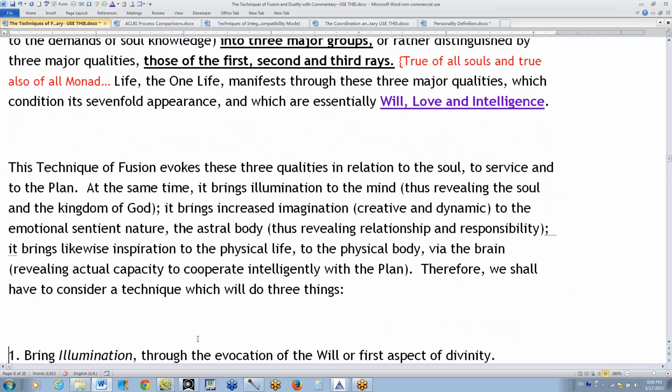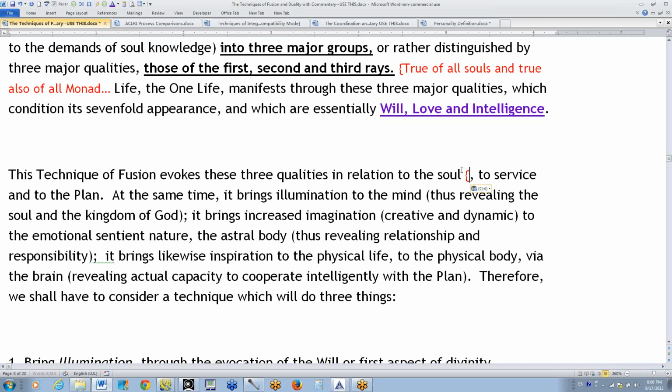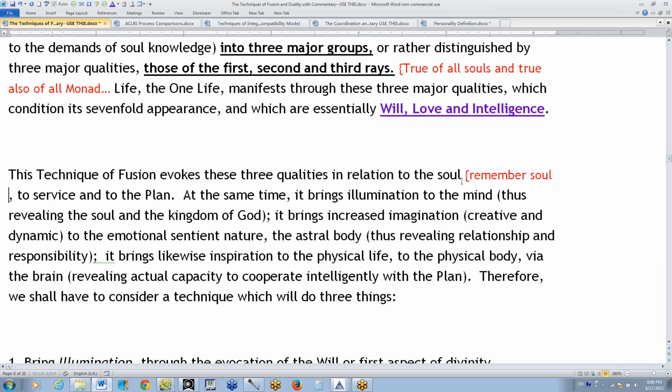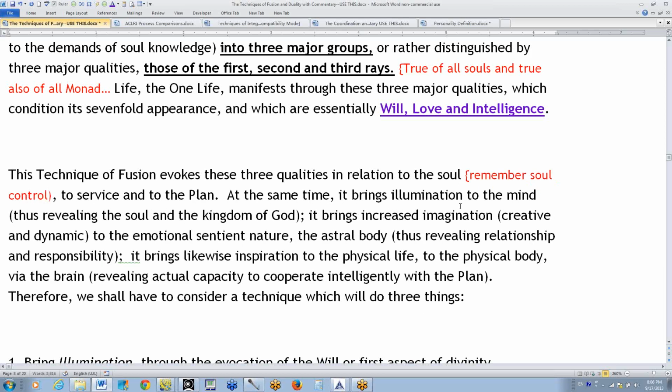Going on a little further, this technique of fusion evokes these three qualities in relation to the soul, to service, and the plan. That's the Trinity, and we remember we use the word, remember, soul, control. Soul, the service, and the plan.